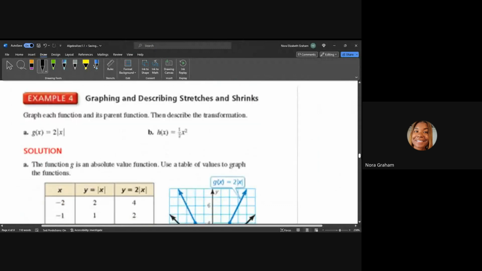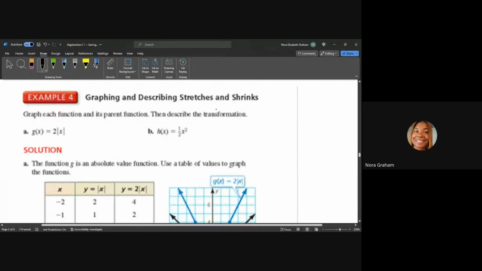All right, let's look at example 4, graphing and describing stretches and shrinks. Graph each function and its parent function, then describe the transformation. So for part a, we have g of x equals 2 times the absolute value of x. So our parent function for this one is going to be y equals absolute value of x, and this causes a V shape, which we call an absolute value function.